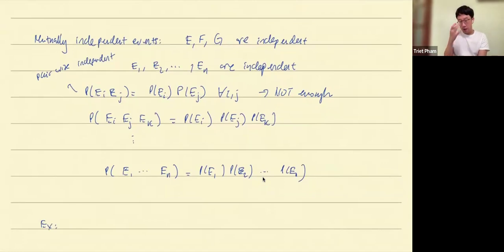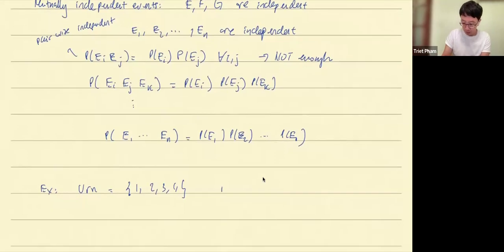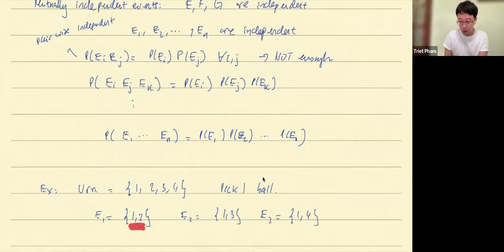The example is an urn that consists of 4 balls that are labeled 1, 2, 3, 4, okay? And we just pick 1 ball out of the urn, okay? I'll let E1 be the event that the ball is ball 1 or ball 2. E2 be the event that the ball is ball 1 or ball 3. E3 be the event that the ball is ball 1 or ball 4. First of all, we understand what this means, right? The comma here is an or, because I'm listing out the possibilities for this ball. Are we okay?